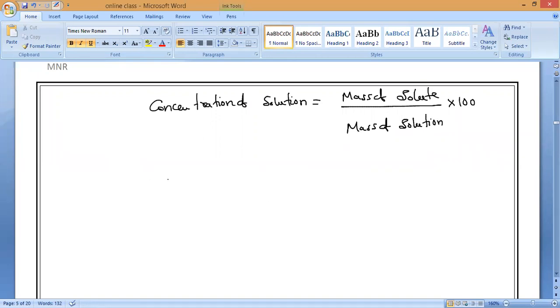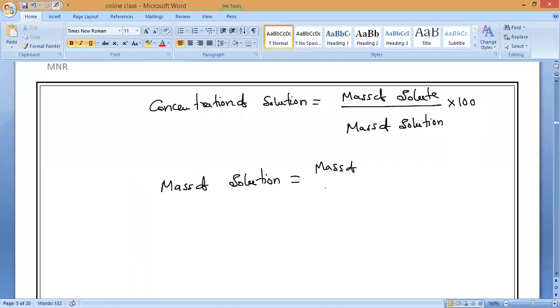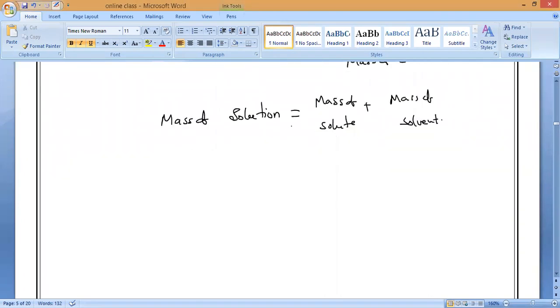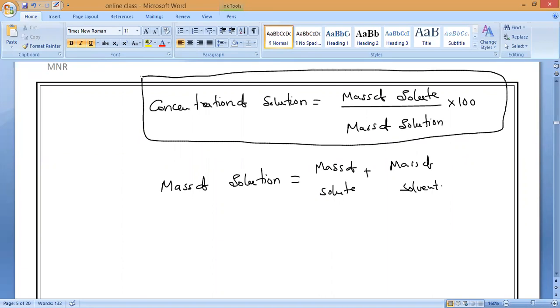Now suppose I want to get the mass of solution. The mass of solution is a mixture of two things. What is that, guys? Mass of solute plus mass of solvent. In the exam, they might ask you either based upon mass or based upon volume. So whatever it is, you must be able to solve it very clearly. This is what we learned in the last class.